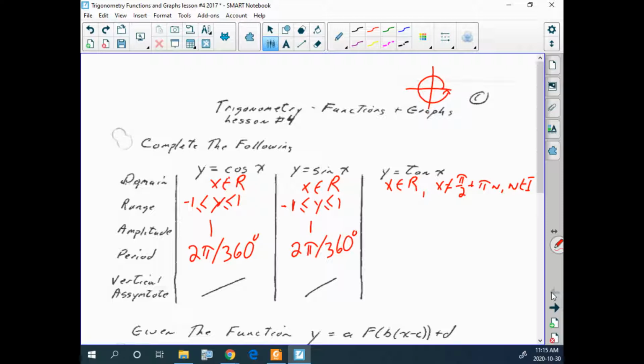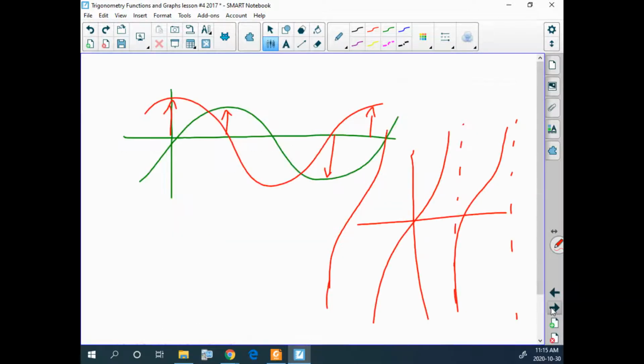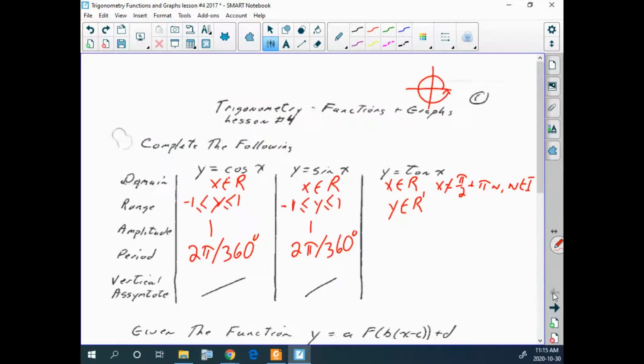Can't list them all. The range: there is no restriction to the range of the tangent function. It goes up forever and goes down forever. Since there is no maximum or minimum point, there is no amplitude for tangent, and we can't talk about amplitude. We can talk about vertical stretching of tangent, but we can't talk about amplitude.